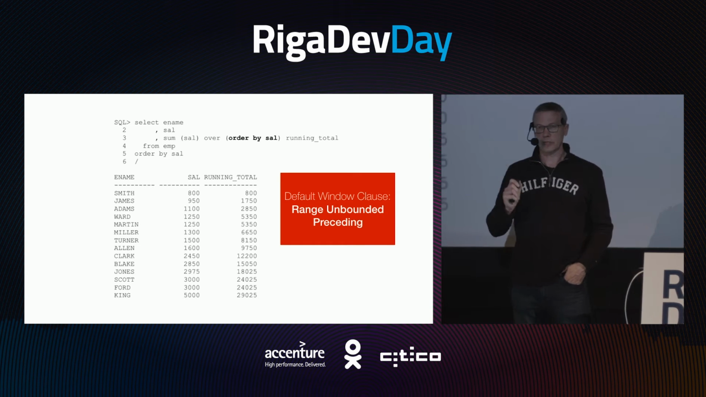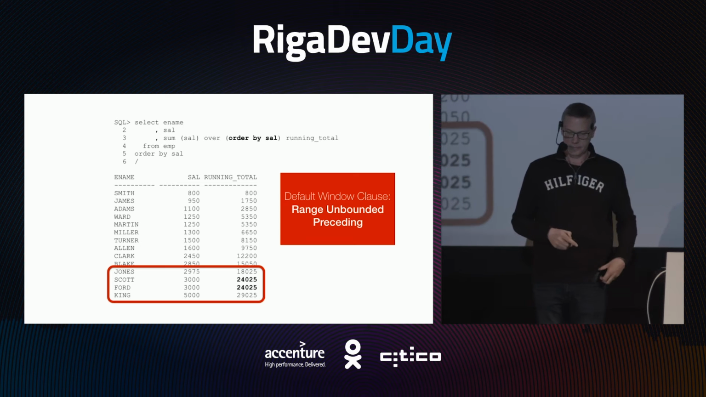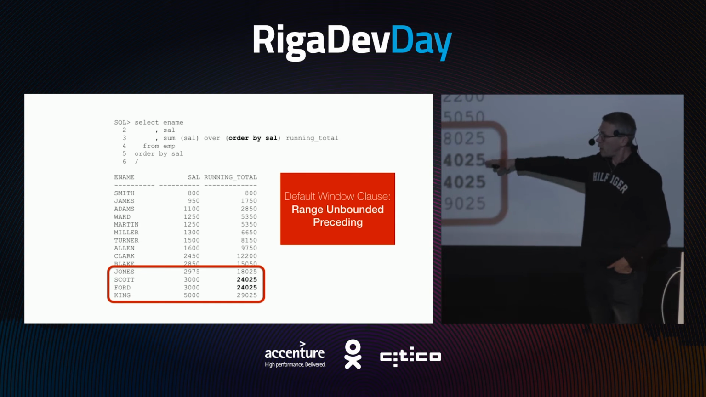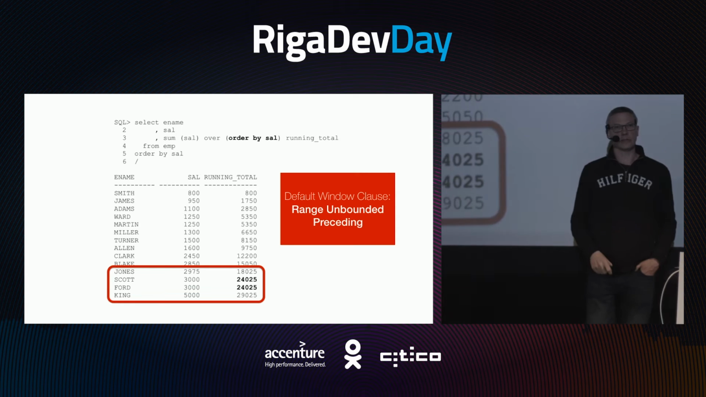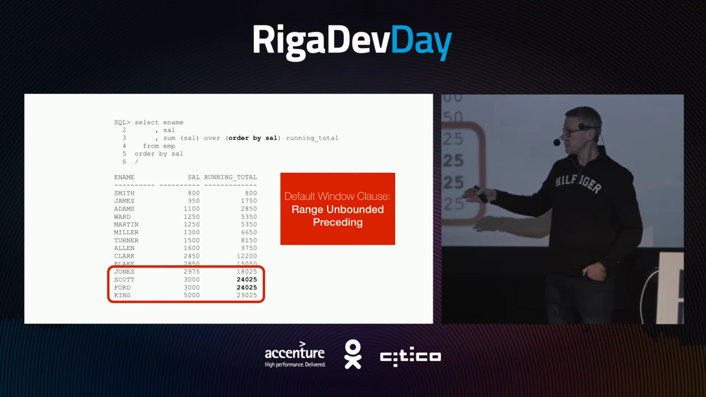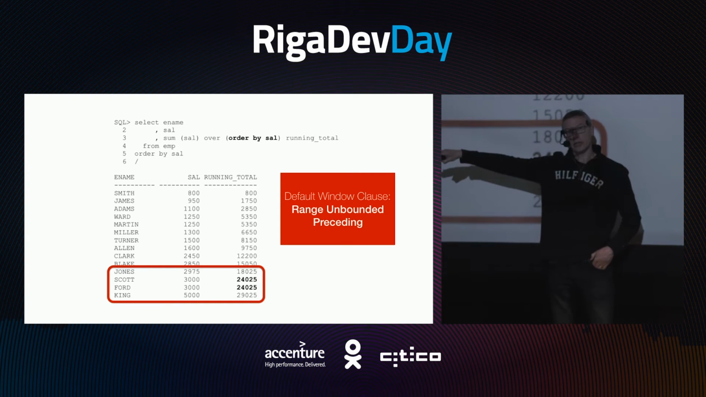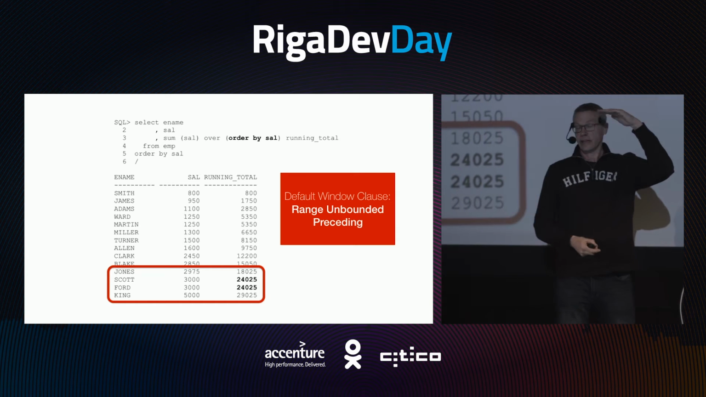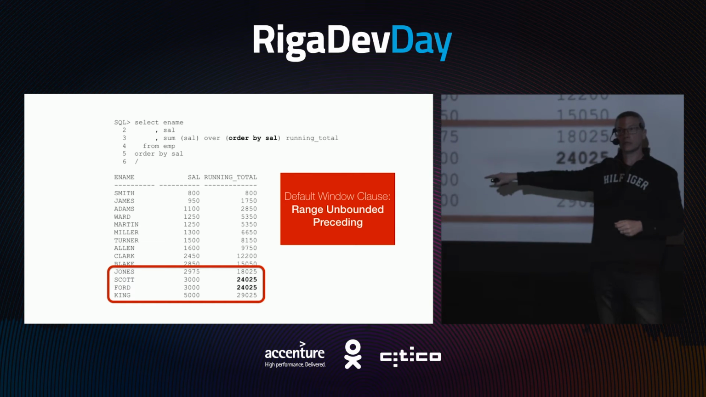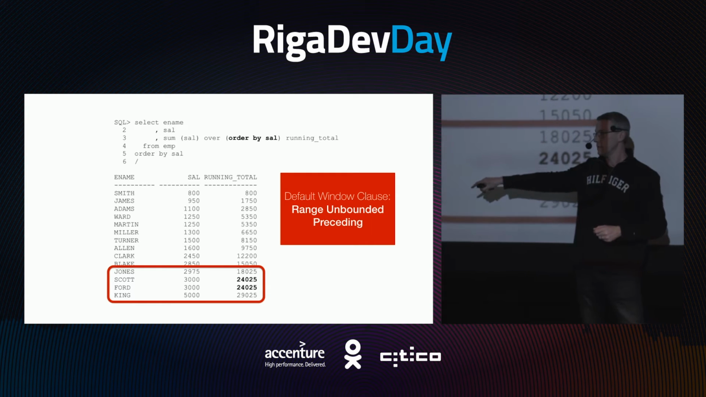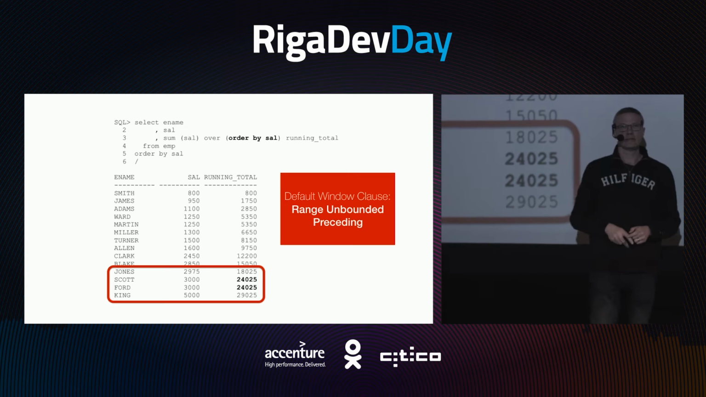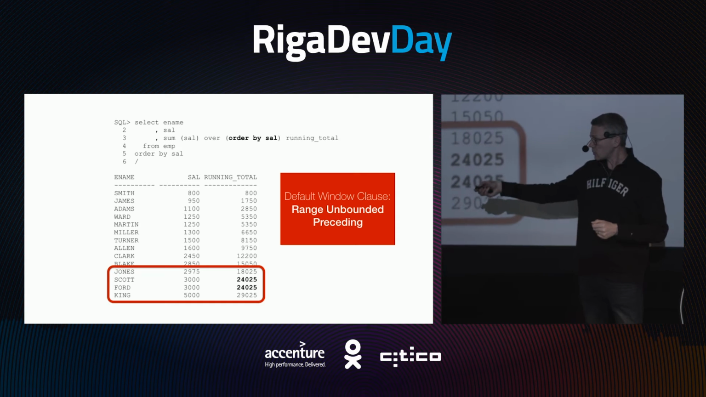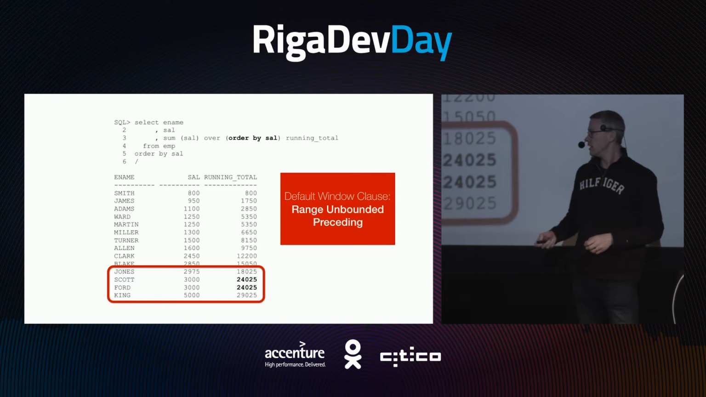The default window clause is range unbounded preceding. So if you look at Scott and Ford, you can see, I think you get it. In that running total, they both have the same value over there. So why is that? If this Scott is your current row, it will sort by salary, and it will see Ford's salary as well. Going to the next line, Ford will sort by salary ascending, and that one will see Scott's salary as well. So they both get the same value.